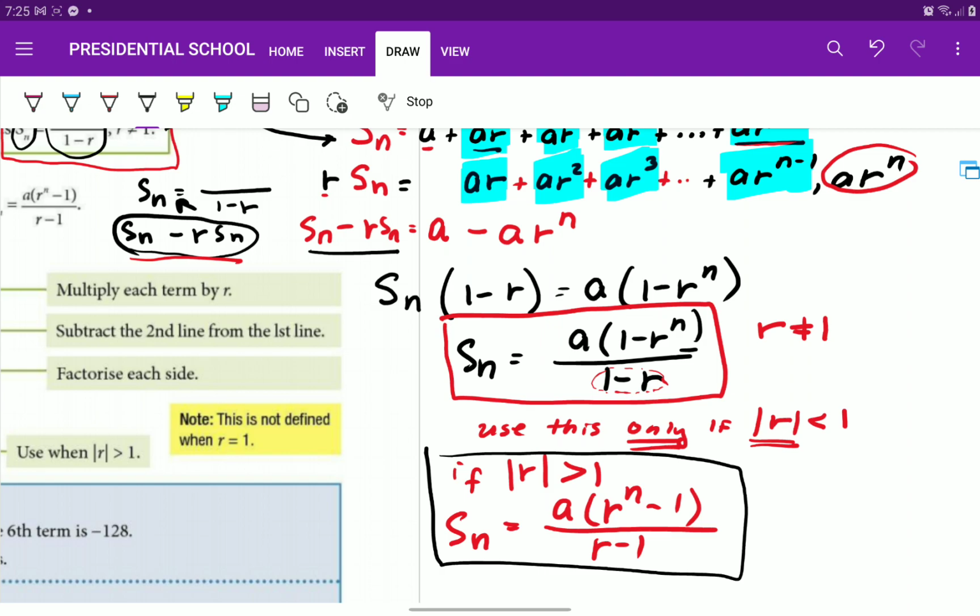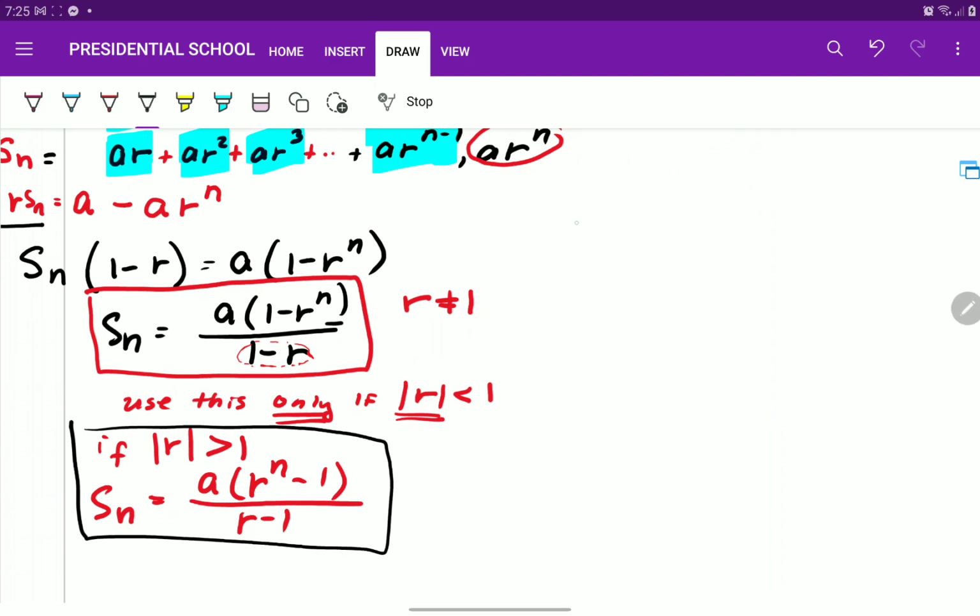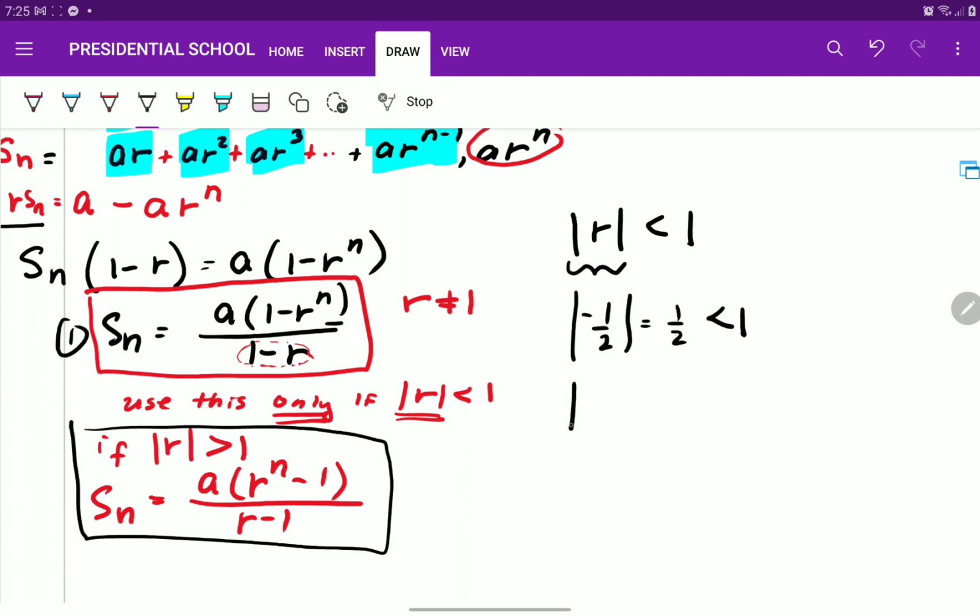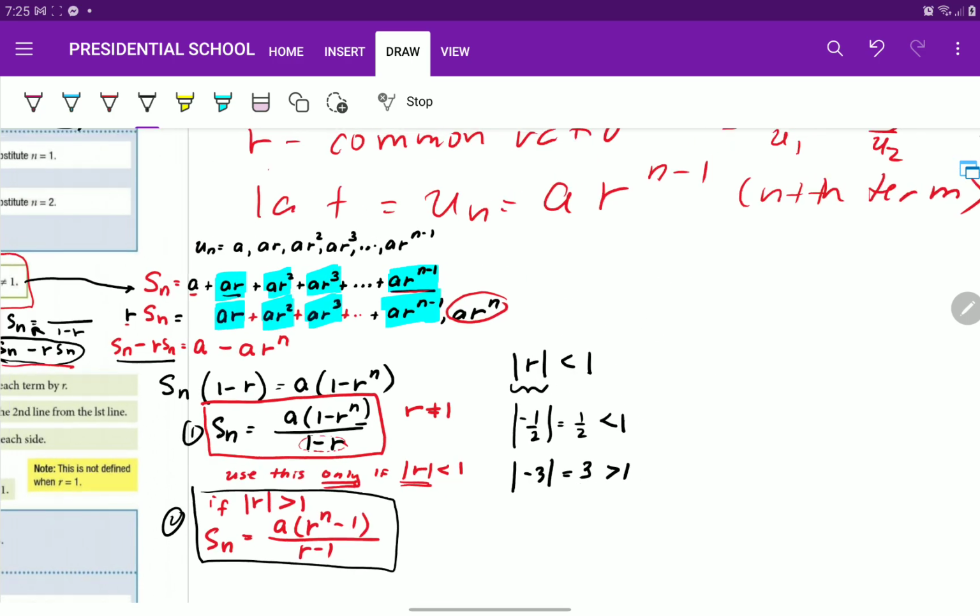All right. Again, let me just clarify the meaning of this, less than 1. This one means absolute value. So for example, the absolute value of -1/2 is equal to 1/2. This is less than 1. Therefore, you use this formula. Let's say, for example, you have -3. The absolute value of -3 is equal to 3, which is greater than 1. Do not use that formula, but rather use the second formula. Okay? Hopefully, this one is clear.